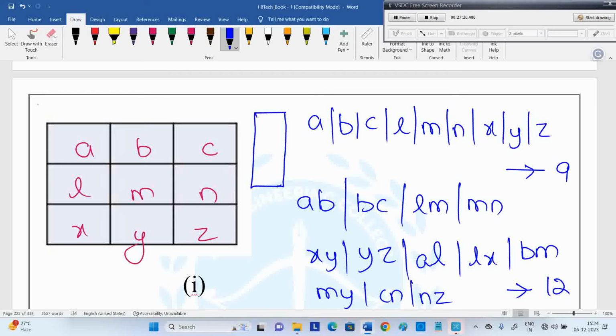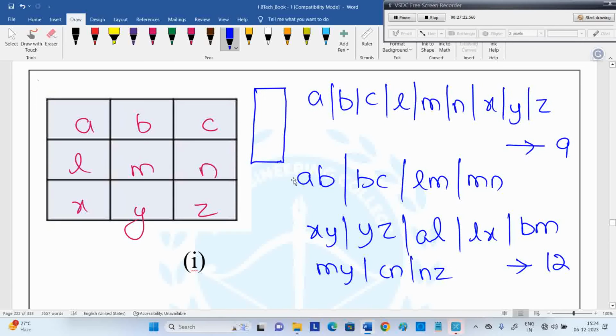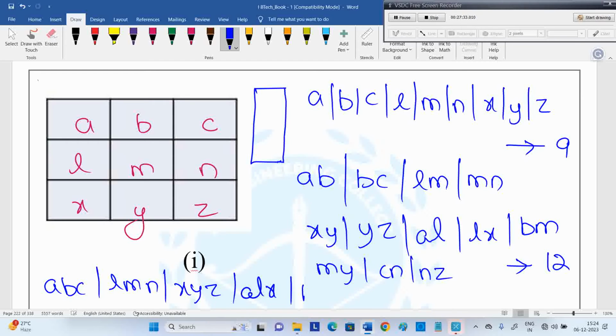Next, three combinations: ABC, LMN, XYZ, ALX, BMY, CNZ. So how many here? 6. So far we have already crossed 27: 9 plus 12 is 21, and 21 plus 6 is 27.